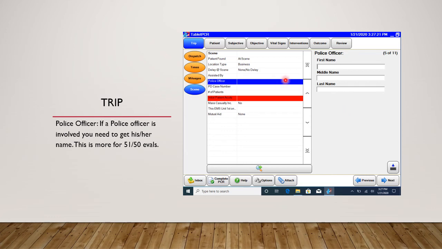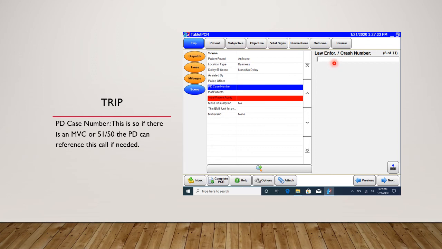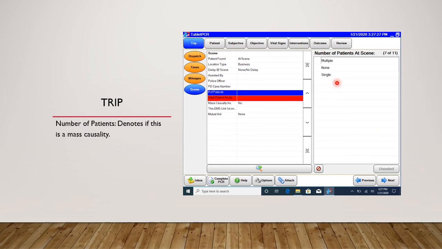Police officer, this is more for your mental evaluations and police custody, things like that. You'll put in the police officer name and their case number. Number of patients, is this a mass casualty, or is this a car accident with 2 patients, or a single patient, or if you can't find your patient, it's going to be none.